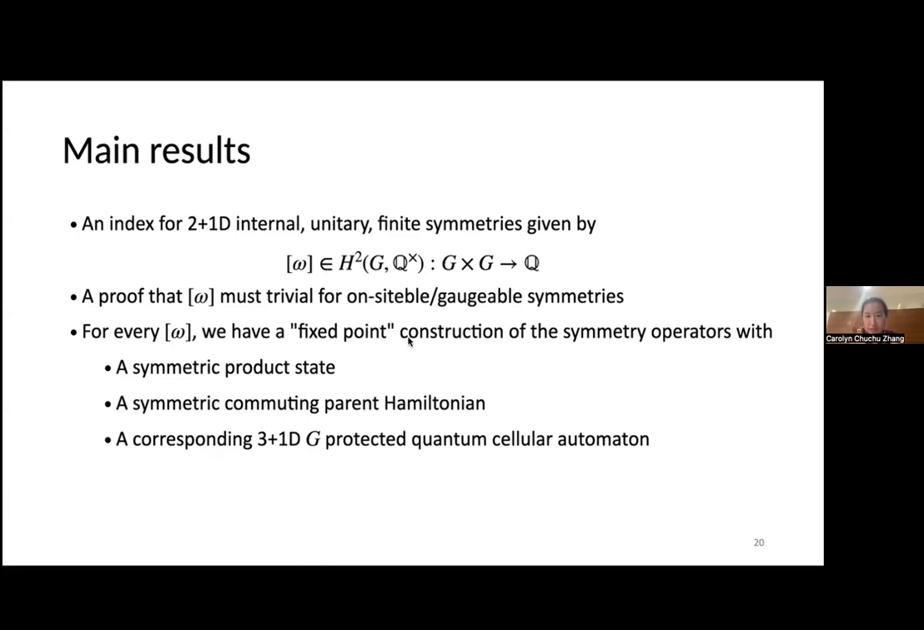Okay, so the main result is that, I should mention that in 2+1D, there's also an H4 of G with coefficients in U1 invariant for symmetries that are anomalous in the usual sense. So there's an obstruction to both a trivially gapped state and to gauging. So in addition to this index, we have the second index that also distinguishes symmetries that admit trivially symmetric product states and yet are not gaugeable.